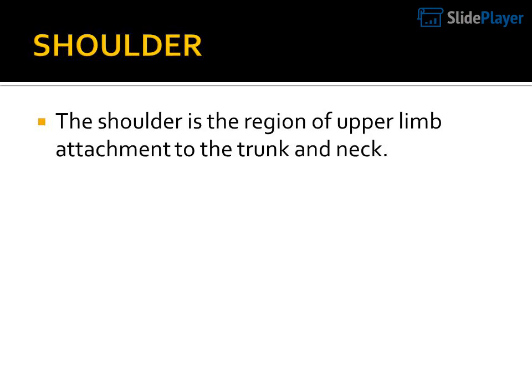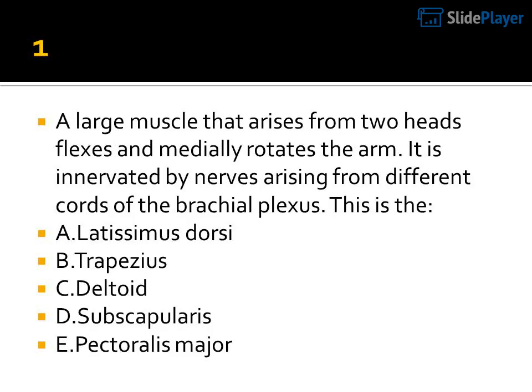Department of Anatomy. Upper limb. Shoulder. The shoulder is the region of upper limb attachment to the trunk and neck. 1. A large muscle that arises from two heads, flexes and medially rotates the arm. It is innervated by nerves arising from different cords of the brachial plexus.